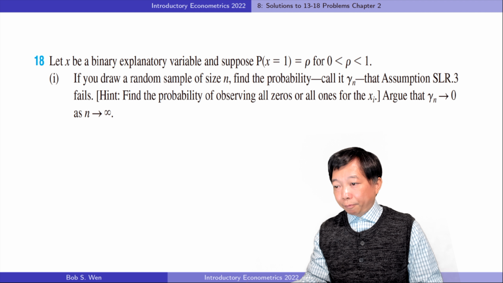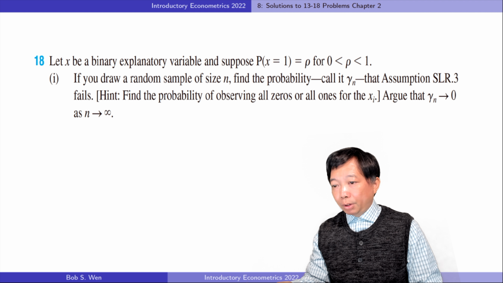Eventually, we reach the final problem. Let x be a binary explanatory variable, and suppose the probability that x is 1 is ρ. ρ is between 0 and 1. First question: if we draw a random sample of size n, find the probability, call it gamma n, that assumption SLR.3 fails. Argue that as n approaches infinity, gamma n approaches 0.